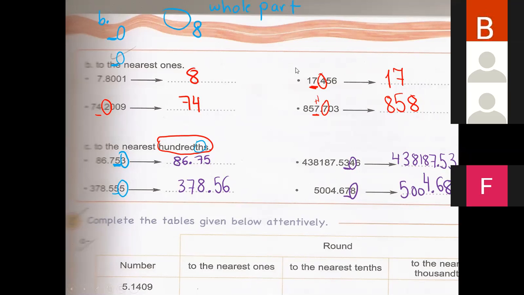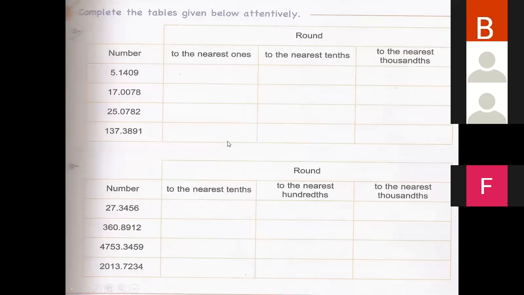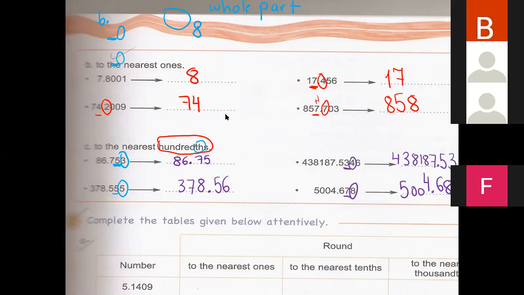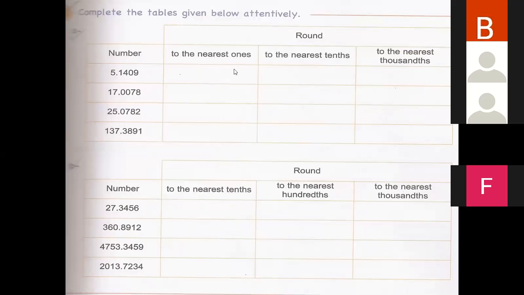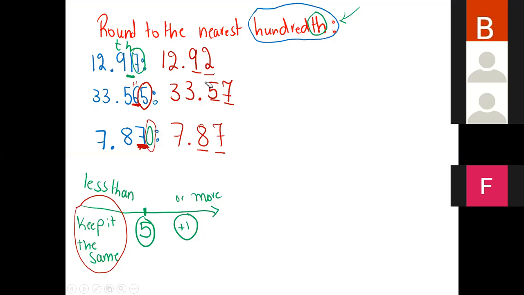Can you say for me the digit? Can I say for you the place value chart, you mean? Teacher, the ones and ten. Okay. Take a screenshot. I will write it here.